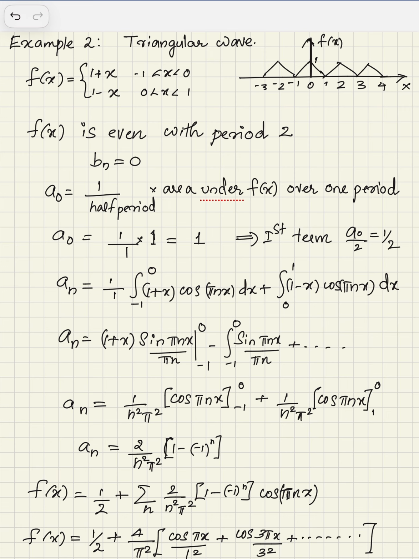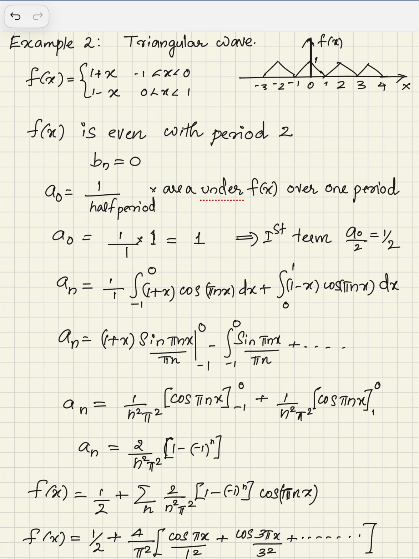an is again 2 by T. Period is 2. So that becomes 1 by 1. Minus 1 to 0, 1 plus x cos pi nx. 0 to 1, 1 minus x cos pi nx. Integration by parts will give you a result like this. Then an becomes 1 by n square pi square cos pi nx from minus 1 to 0 plus 1 by n square pi square cos pi nx from 1 to 0. Substituting the values, an becomes 2 by n square pi square into 1 minus minus 1 raised to n.